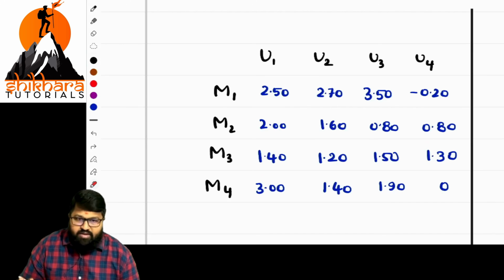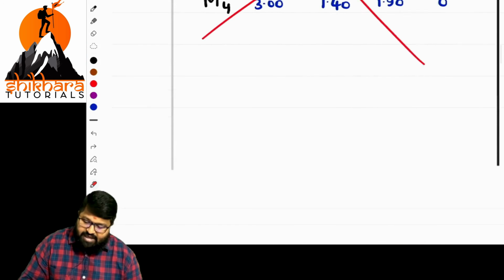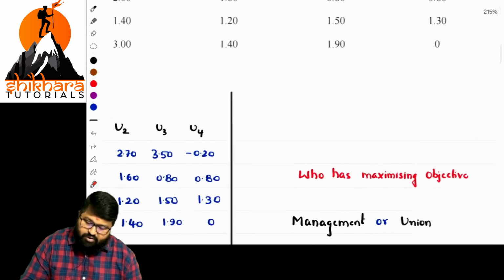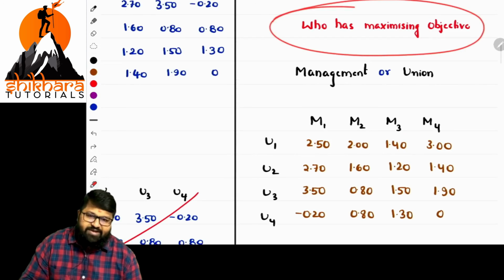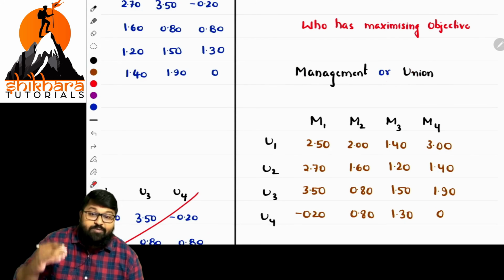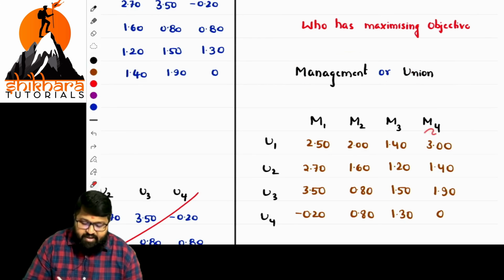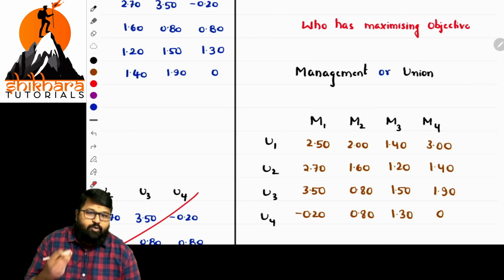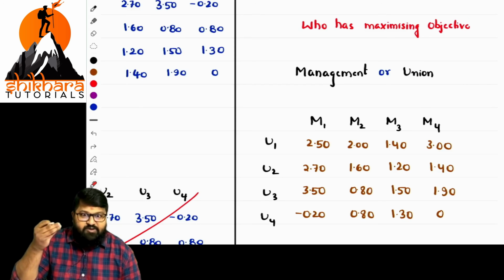Is it clear? If it is clear, then this is wrong. I am rearranging that one so that you can get more clarity. Who has the maximizing objective here, management or union? Management has the objective to minimize the pay, so automatically they are the minimizing player. And the labor union wants to increase the pay for the laborers, so they have the maximizing objective.